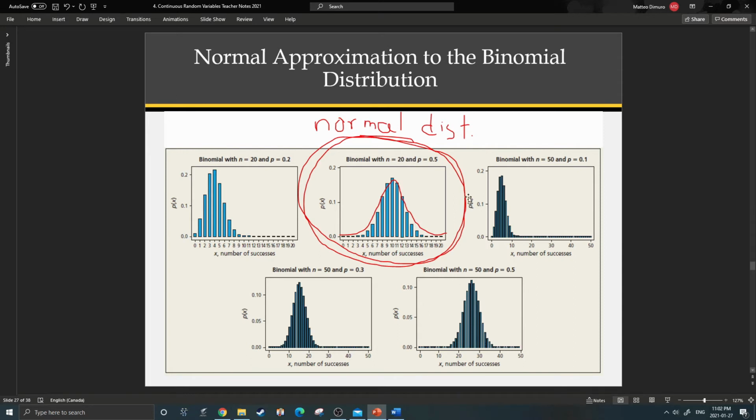Now, I circled this one. It's just showing you that even with an n of 20 and a probability of 50%, you're already starting to see that normal distribution coming on. So some mathematician noticed this and they're like, well, there must be a way to approximate a binomial distribution using the normal distribution.